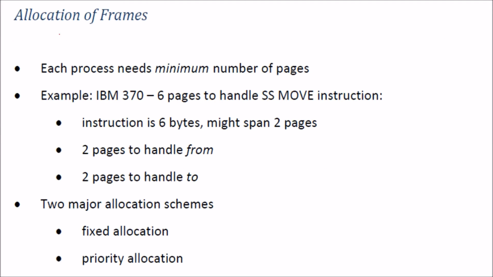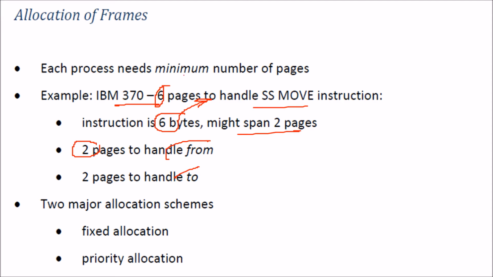So how to allocate the frames? Each process needs some minimum number of pages. For example, if you take the IBM 370, it has 6 pages. It needs 6 pages to handle the move instruction. The instruction here is 6 bytes, and it might span 2 pages. So 2 pages to be handled from and to, right?